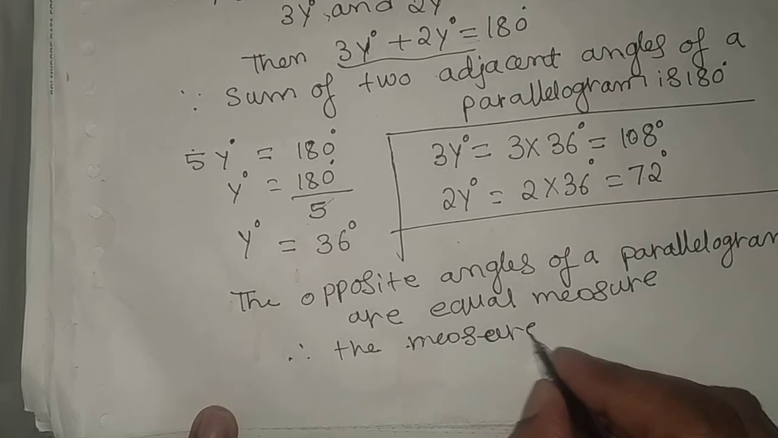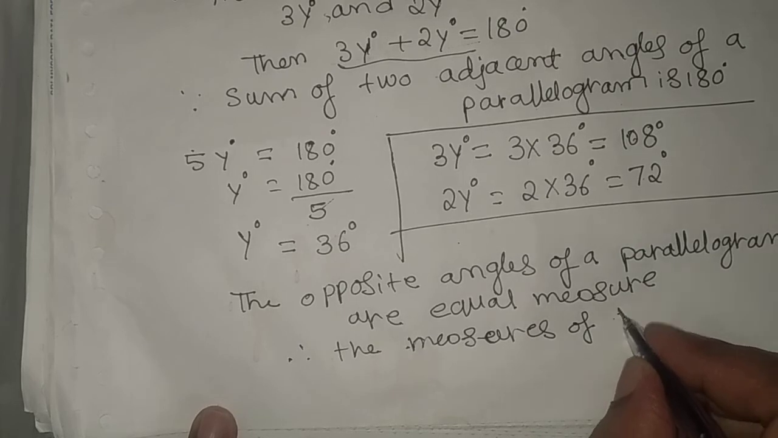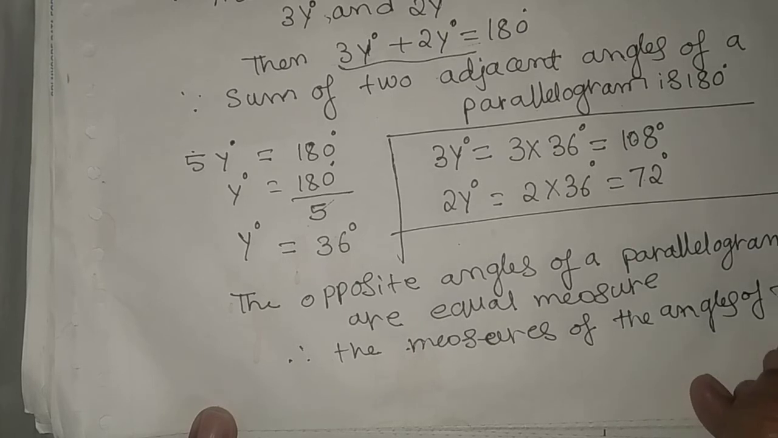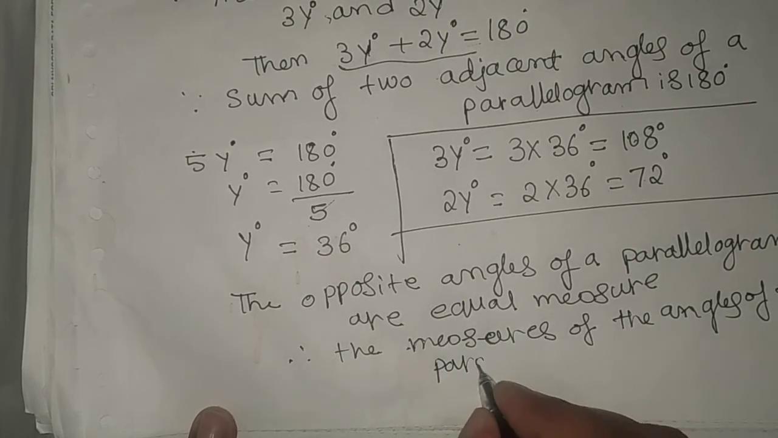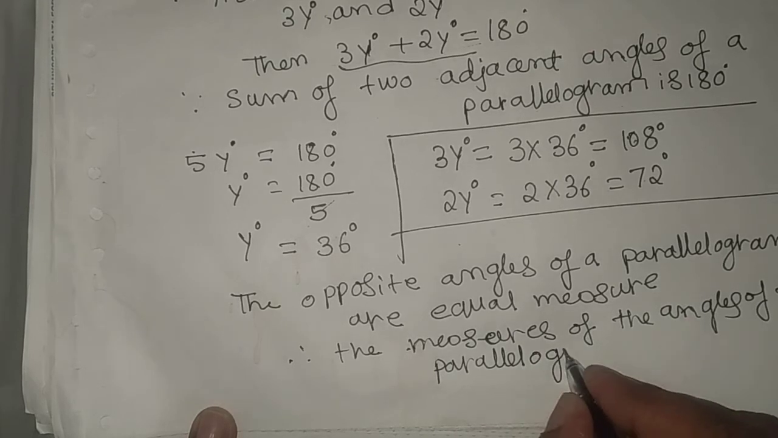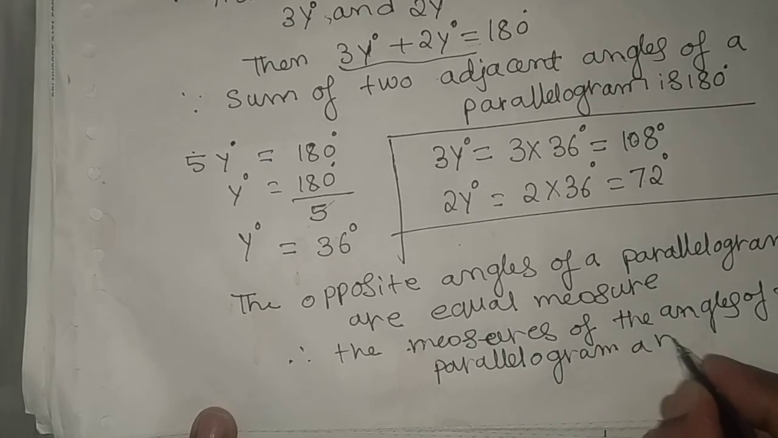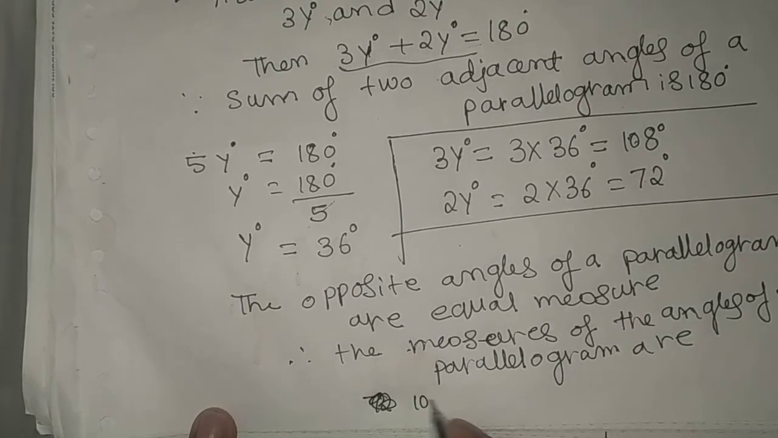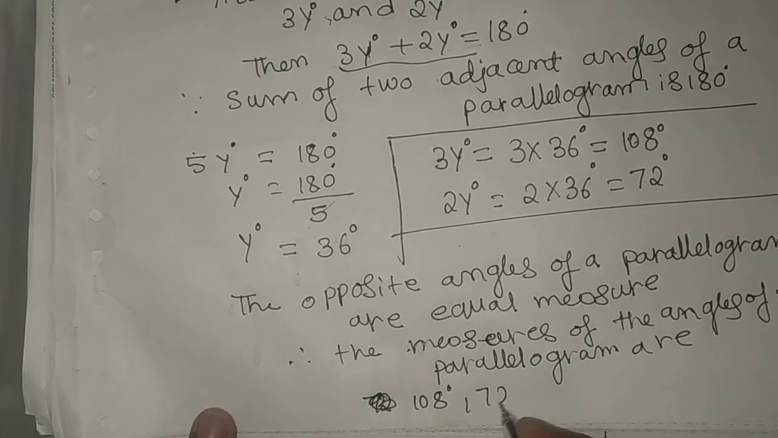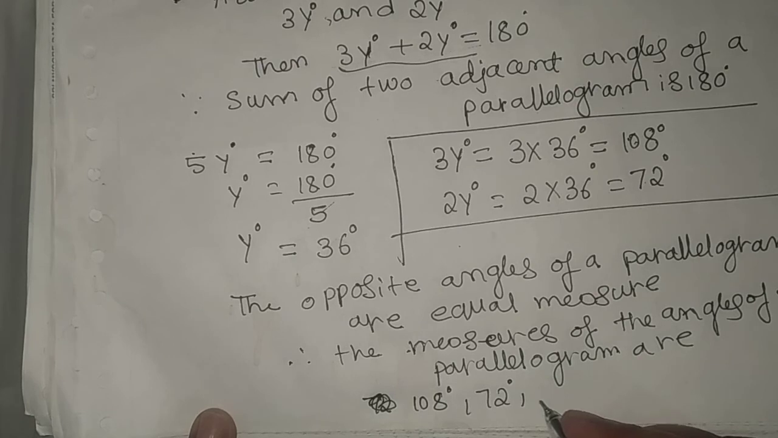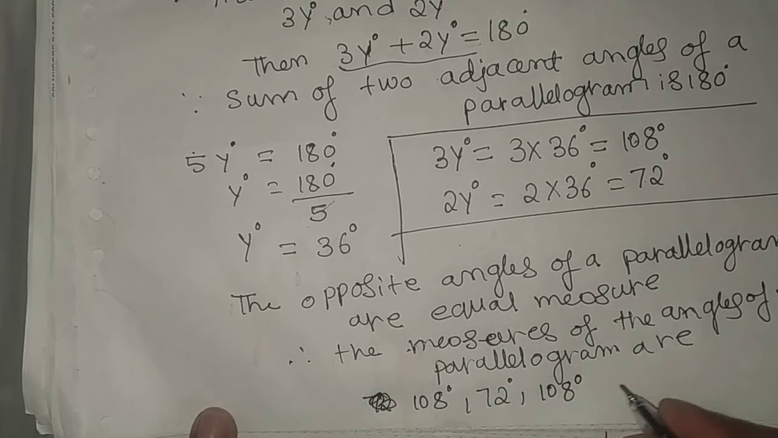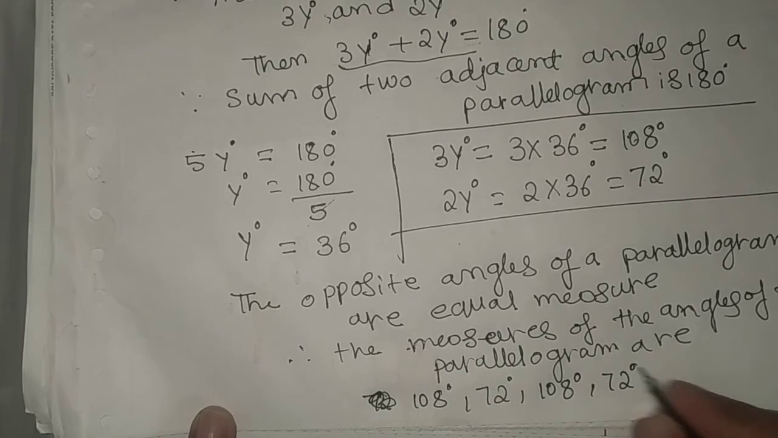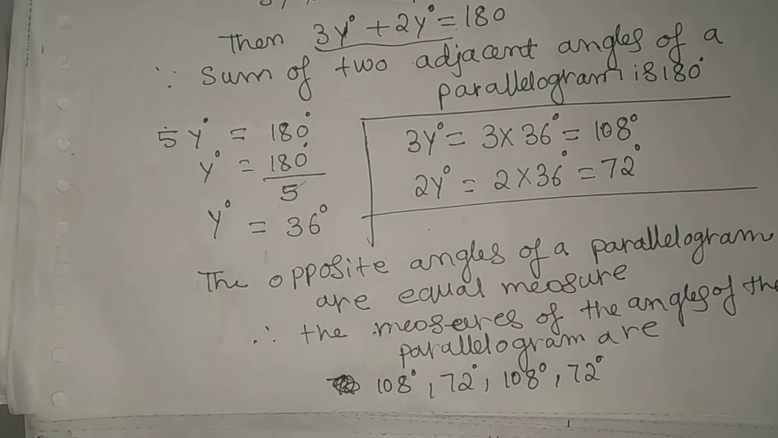The measures of the angles of the parallelogram are how much? That is 108 degrees, 72 degrees, 108 degrees and 72 degrees. So this is the solution for which one? That is the fifth question.